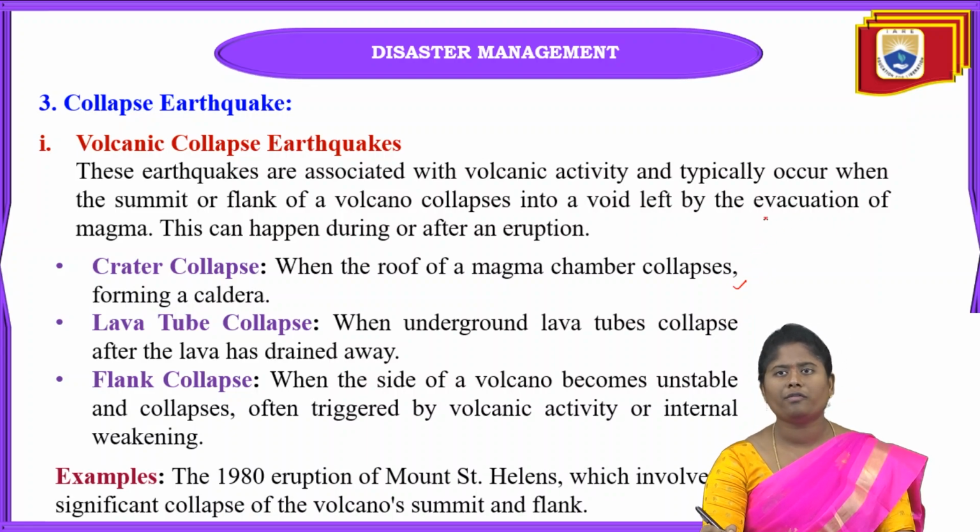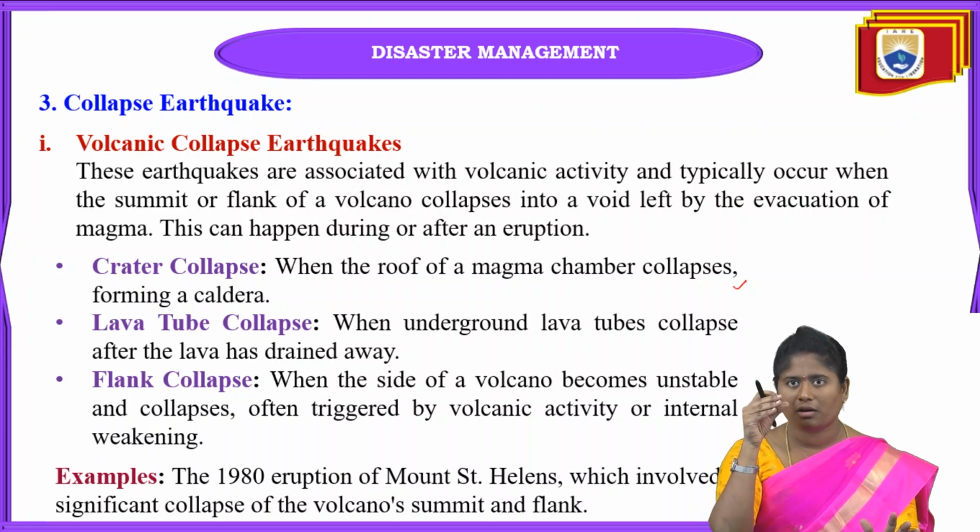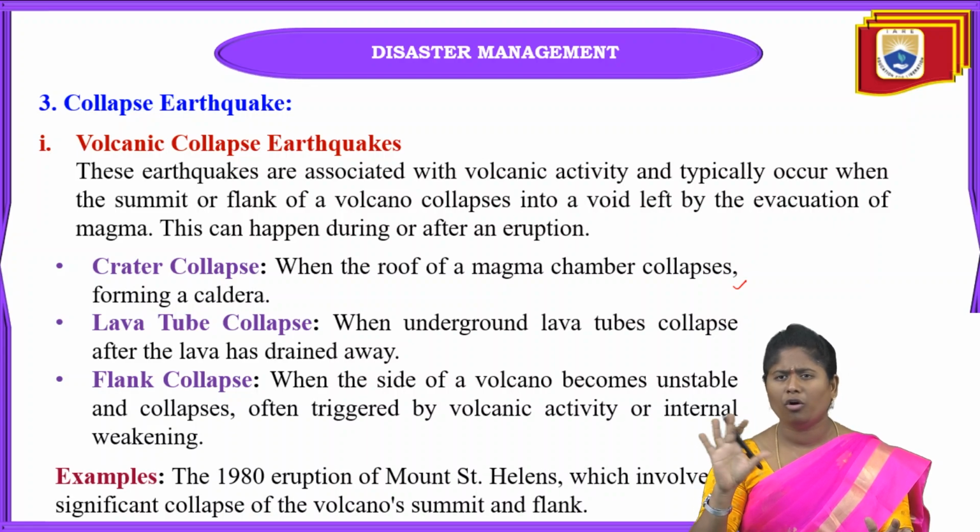Crater collapse means when the roof of the magma chamber collapses, this crater collapse is going to occur. The next one is lava tube earthquakes. Any underground lava tubes means lava flowing will be there, in some specific area. Overall it will not flow; at the specific area only, this lava is going to flow.